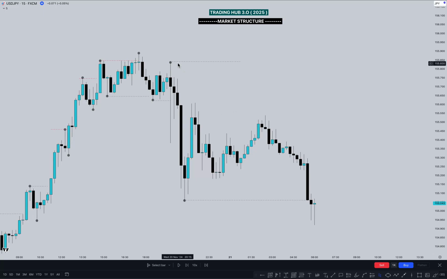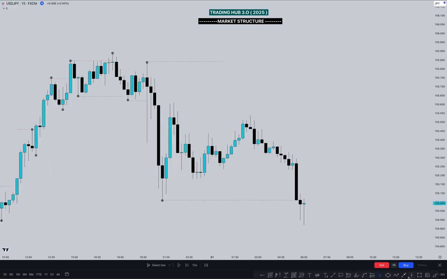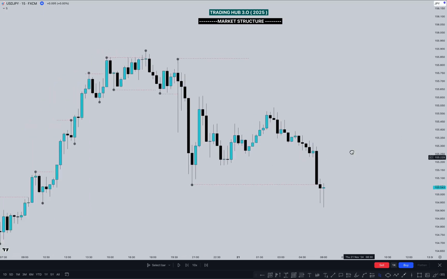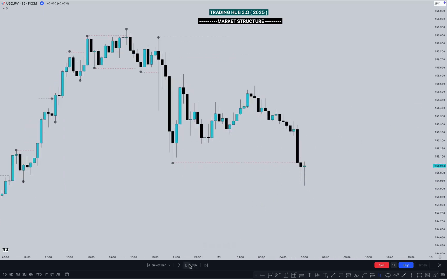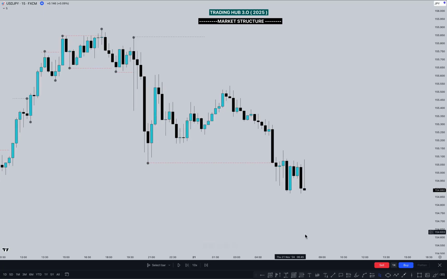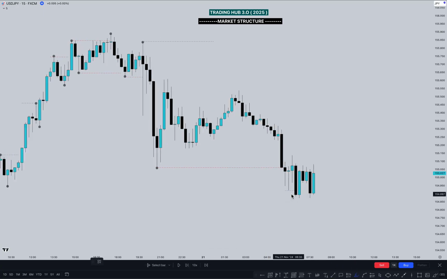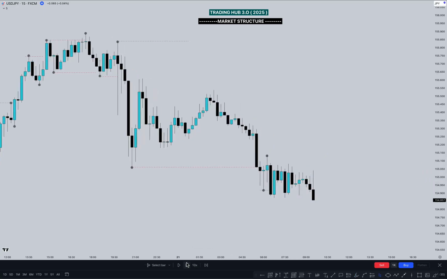So this is our major structure and this is our minor structure. Between this high and low, this one is called internal structure, or you can say minor structure, right here. Break this one and let's see what happened next. After this, the market again breaks this one right here, and this is our new lower low and lower high is here. Again, does the market push downside or not?